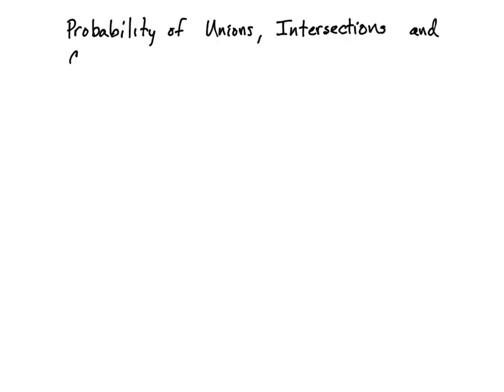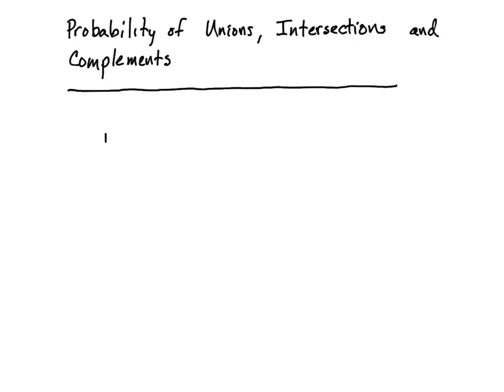So let's move on to probability of unions, intersections, and complements. Now, we already know that the set E and its complement would make up the universal set. So if we know the probability of E, we'll know the probability of the complement of E, because the two probabilities have to add up to 1.